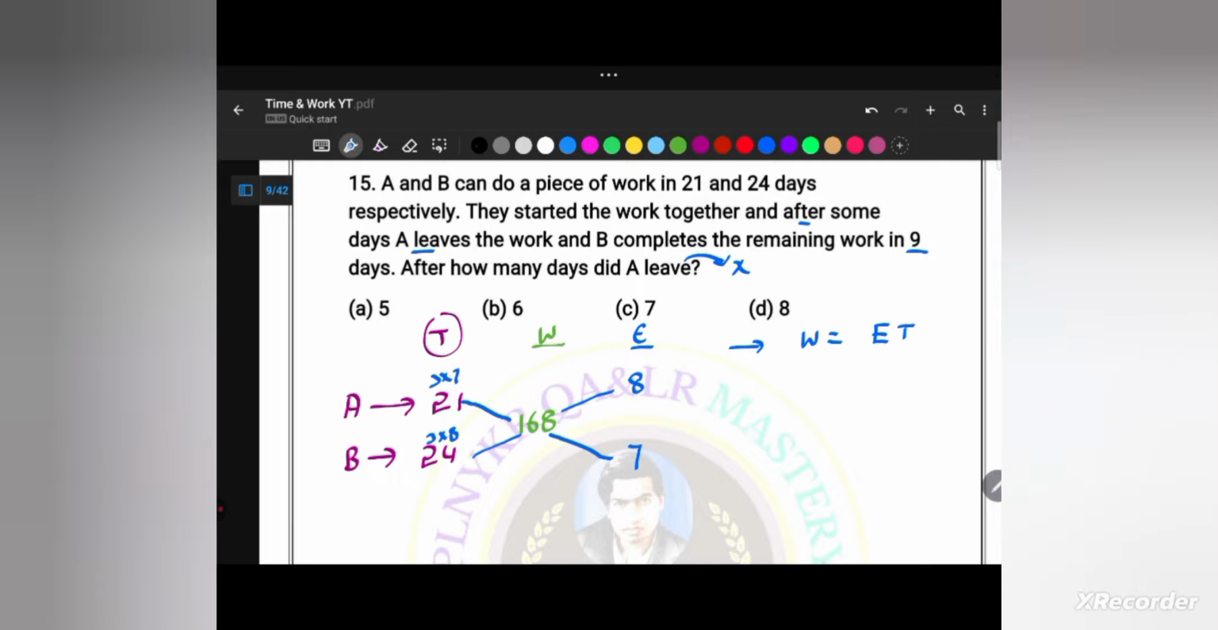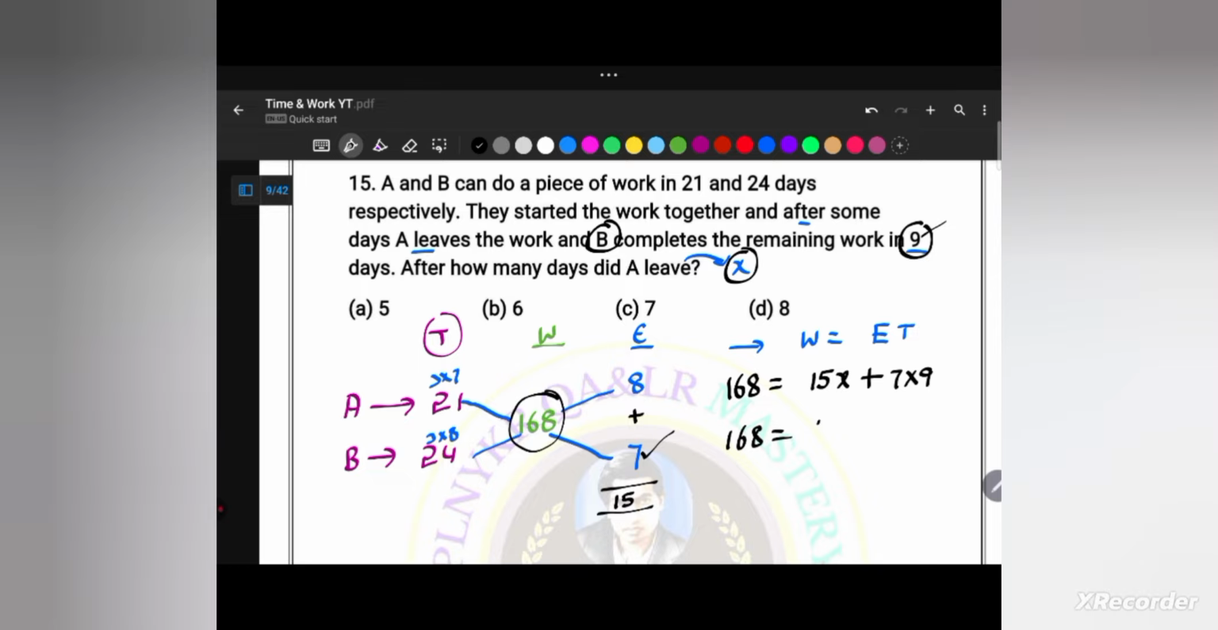Then what is the work here? We have taken the work as 168. So 168 will be equal to, initially they both worked for how many days? x days. What is their efficiency when they are working together? 8 plus 7, 15. So the efficiency will be 15, for x days, so it will be 15x. And later A leaves, only B is working alone for how many days? 9 days. What is the efficiency of B here? 7. How many days did he work? 9 days. So it will be 168 equal to 15x plus 63.